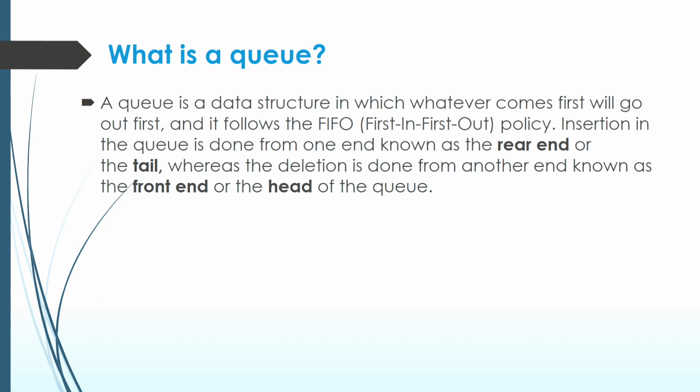Insertion in the queue is done from one end, known as the rear end or the tail, whereas deletion is done from another end, known as the front end or the head. The real world example of a queue is the ticket line outside a cinema hall, where the person who enters first in the queue gets the ticket first, and the person who enters last in the queue gets the ticket last.